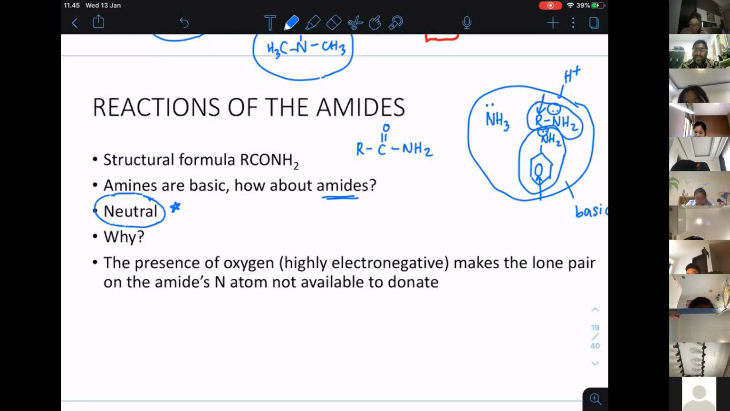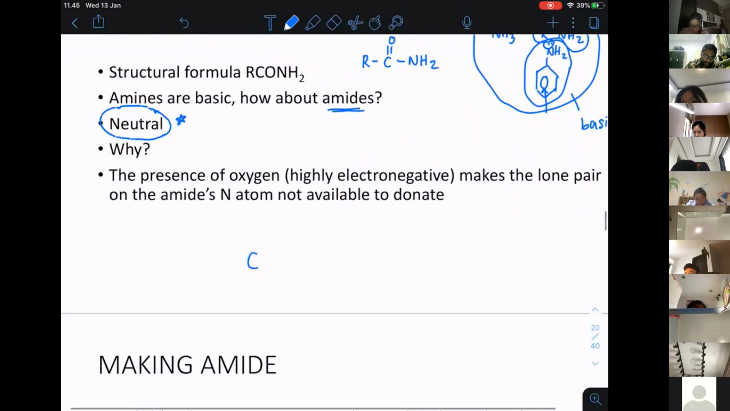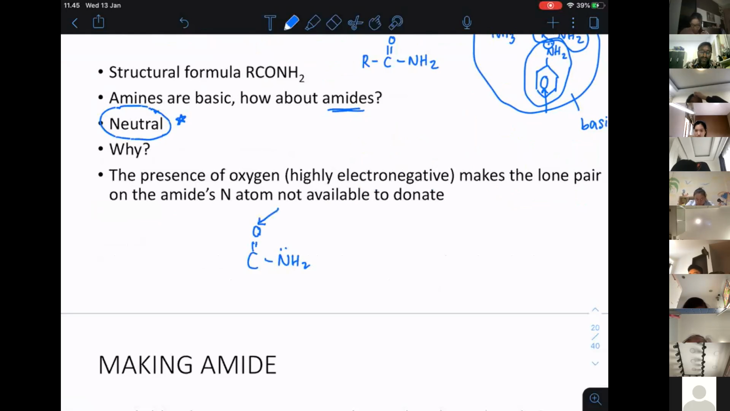And to answer the question of why they are neutral, why they have C double bond O and H2, why suddenly, okay, they are neutral, they do have a lone pair of electrons, what happened? The presence of the oxygen over here, which I think you know is highly electronegative, is able to withdraw the electron, so it makes the lone pair of the amide N atom not available for donating.